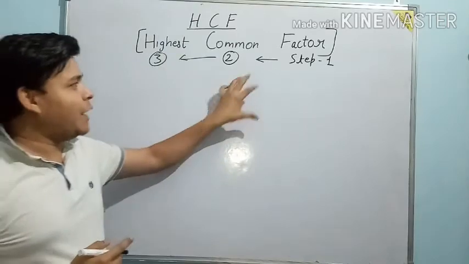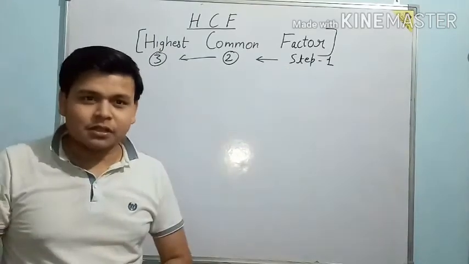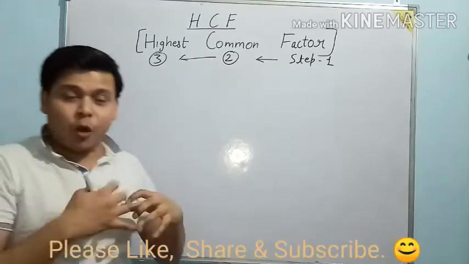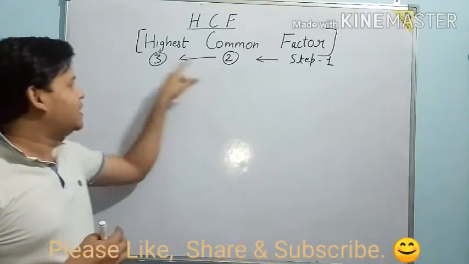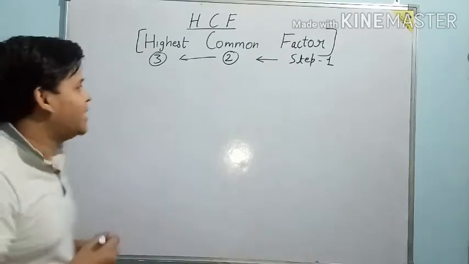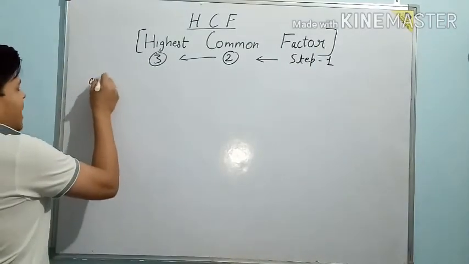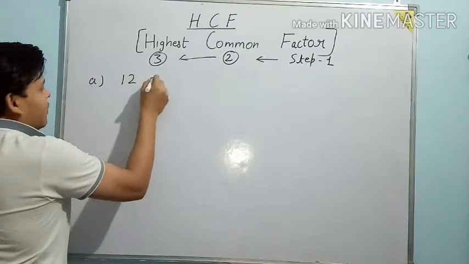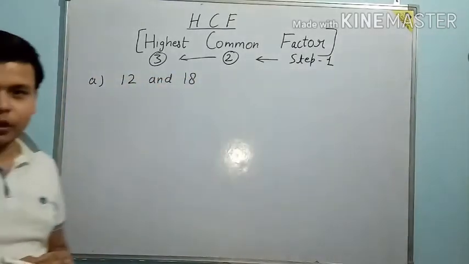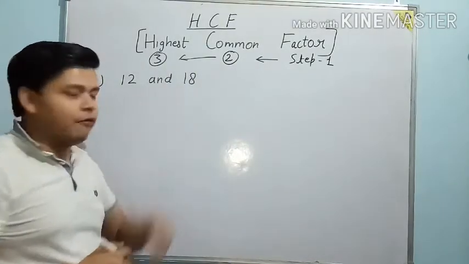First of all we will find out the factors of the given numbers, then after that we will find out the common factors, and the third step is the highest of those common factors. So let's take an example. Suppose I am taking an example of 12 and 18. So here I want to find out the HCF of 12 and 18.